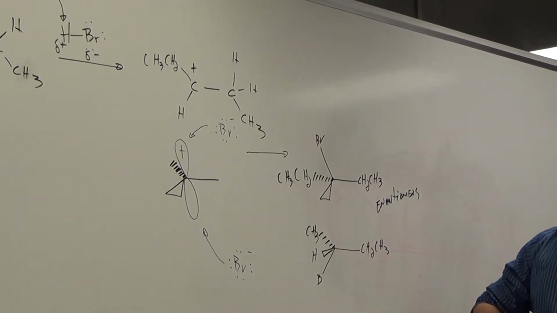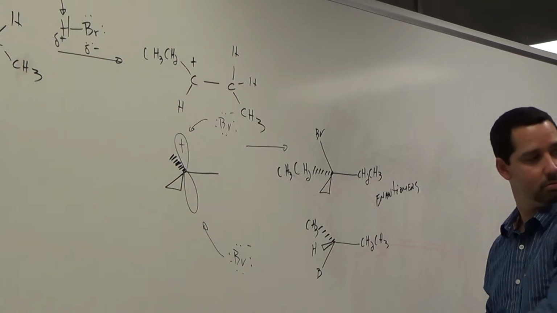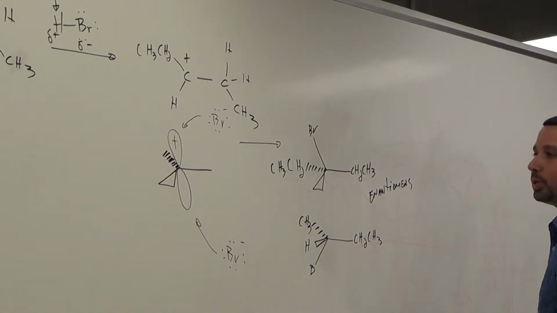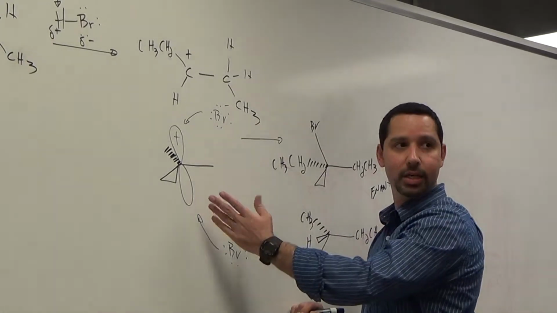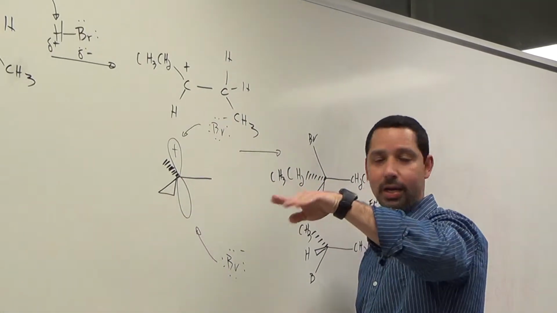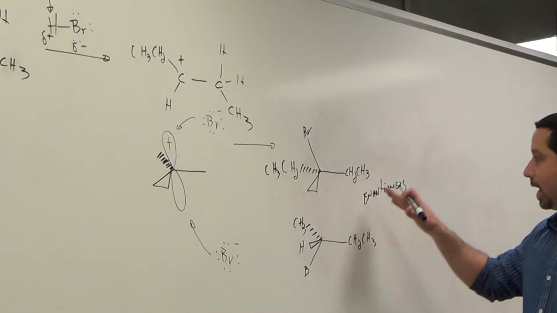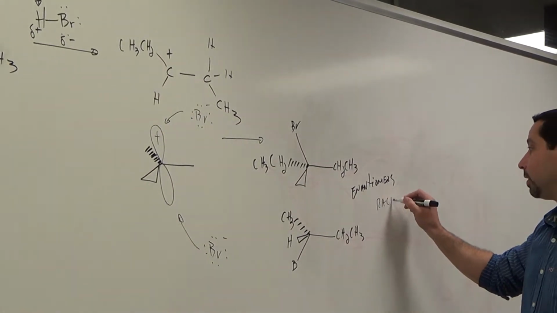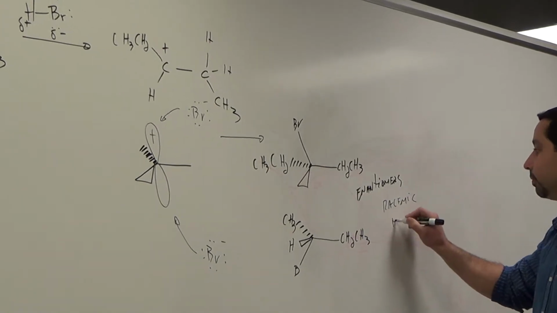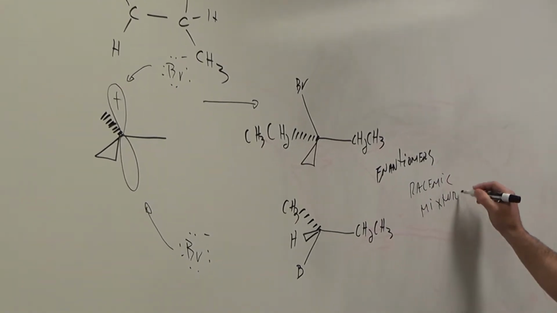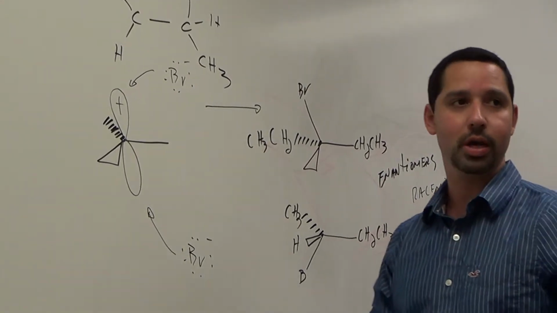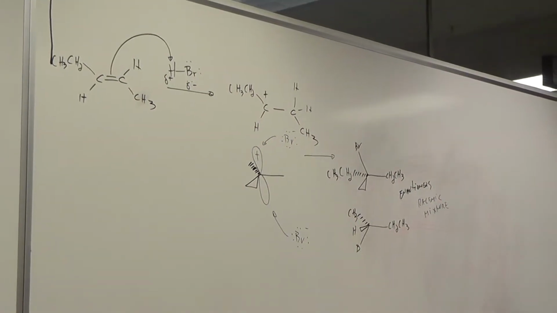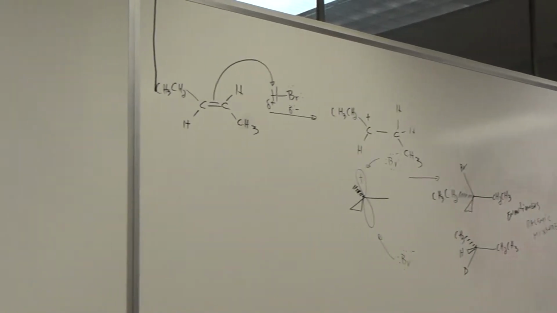And since there is no reason why this attack is better than this one, because this is flat, both of them take place. And the result, if it is chiral, will be a racemic mixture. So when you look at the carbocation, if you can get a racemic mixture, you have to draw R and S.